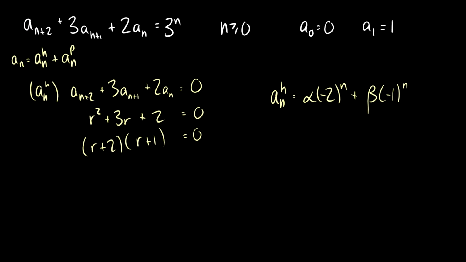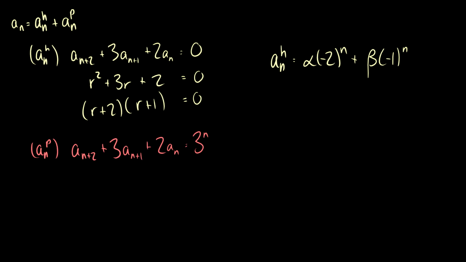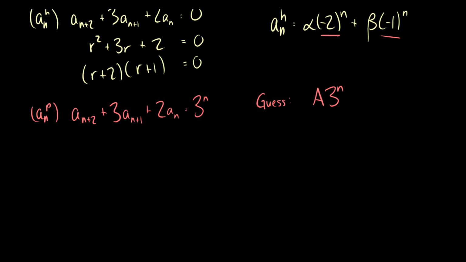Okay, now it is time to do our particular solution. This is the case where a_{n+2} + 3a_{n+1} + 2a_n = 3^n. So we should guess the form. Well, the form is still going to be a times 3^n, because it's some constant times 3^n. We don't need to multiply by n because our other solutions have been -2 and -1. So that's good.